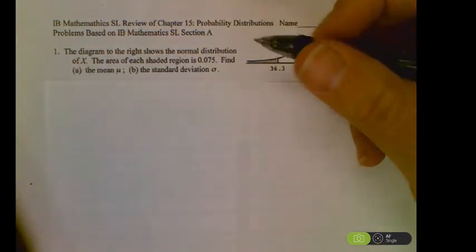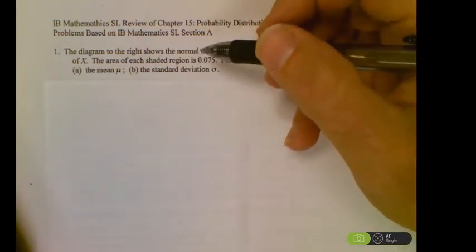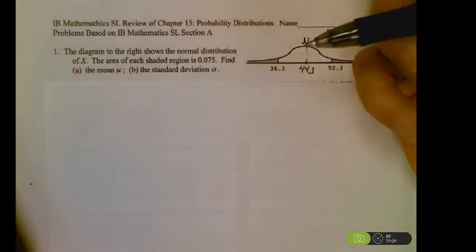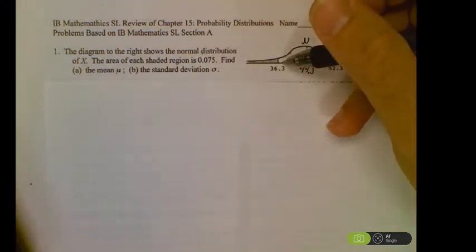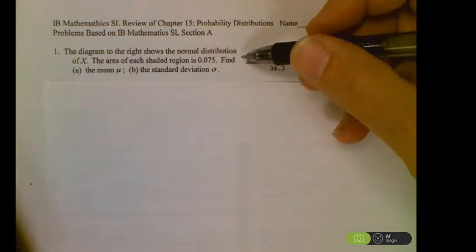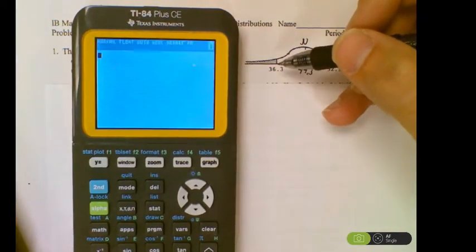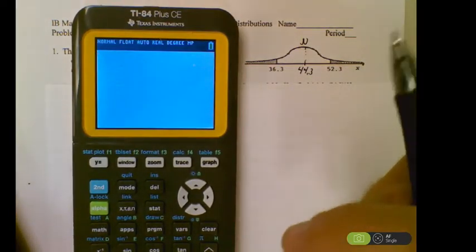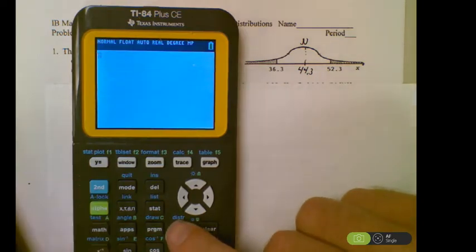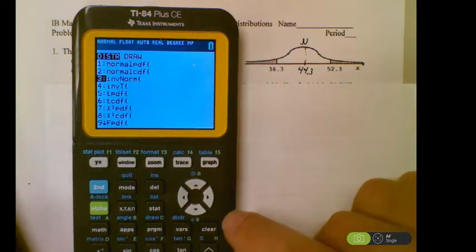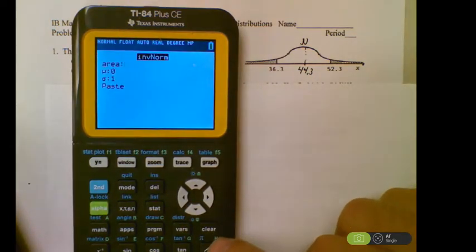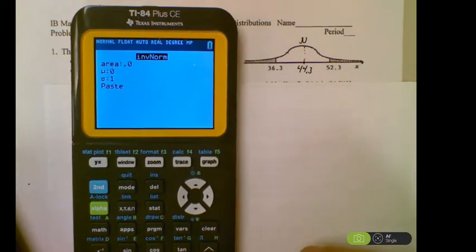One thing that we know is that the area of each shaded region is 7.5%. So I know that everything from negative infinity all the way up to 36.3 is 7.5%. Anytime you know the percent, that's when we use an inverse normal. So if I hit second, distribution, and choose option 3 for inverse normal, the area we're given is 7.5%.